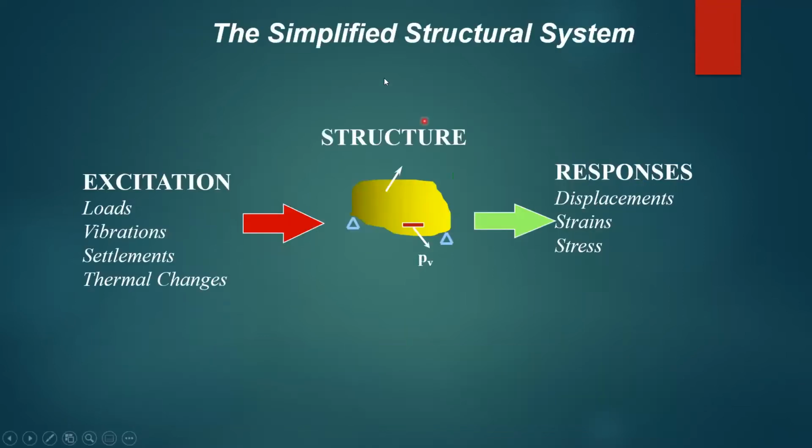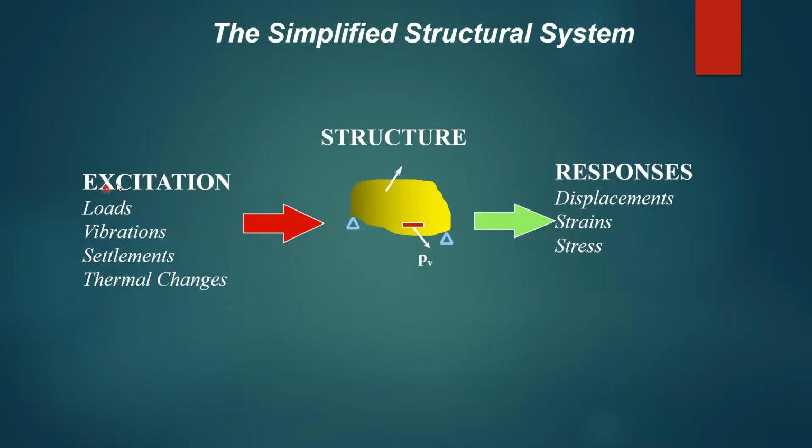Okay. Now we need to simplify the structure system. How to simplify this one? The simplified structure system. We have the structure. This structure beam is supported by columns.